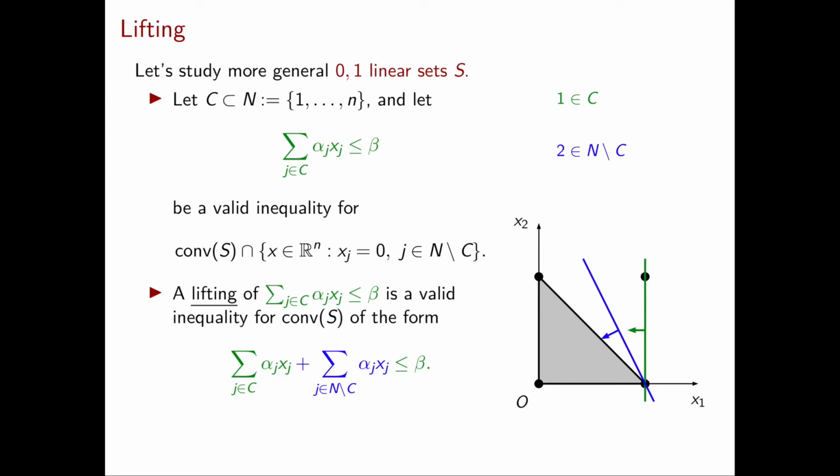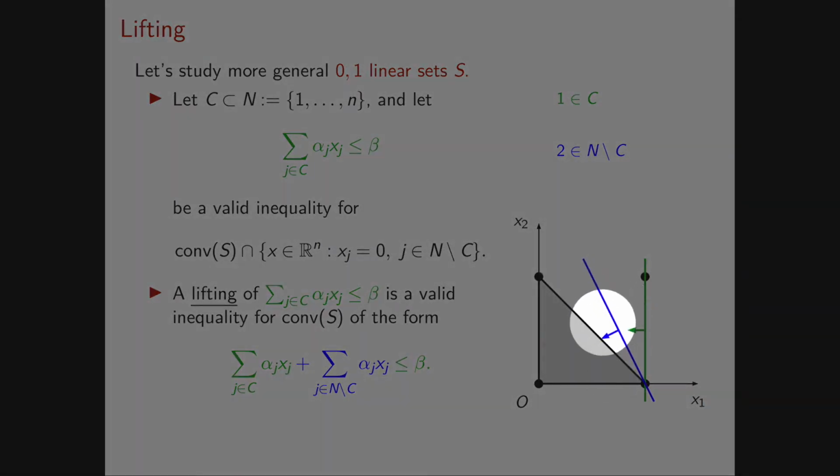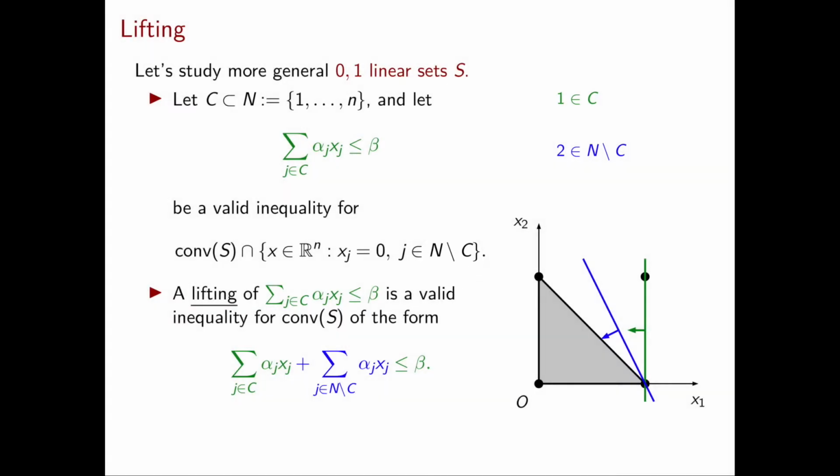One important thing to notice is that the intersection of this lifting, this blue lifting, with the hyperplane x2 equal to 0 coincides with the original inequality. And that's obvious because if you set to 0 all the blue variables, you obtain exactly the old inequality. So all the liftings must coincide on the hyperplane where we started from.